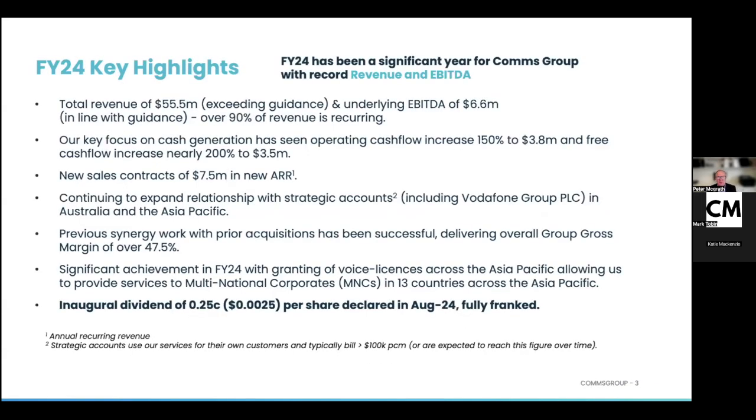So FY24 has been a significant year for Comms Group. We reported record revenue and EBITDA. Our total revenue was 55.5 million, which exceeded guidance, and our underlying EBITDA was 6.6 million, which was in line with guidance. Importantly, for Comms Group, over 90% of our revenue is recurring. So we're not reliant each year on going out and having to sell a lot of one-off hardware, etc. Most of our revenue is from services.